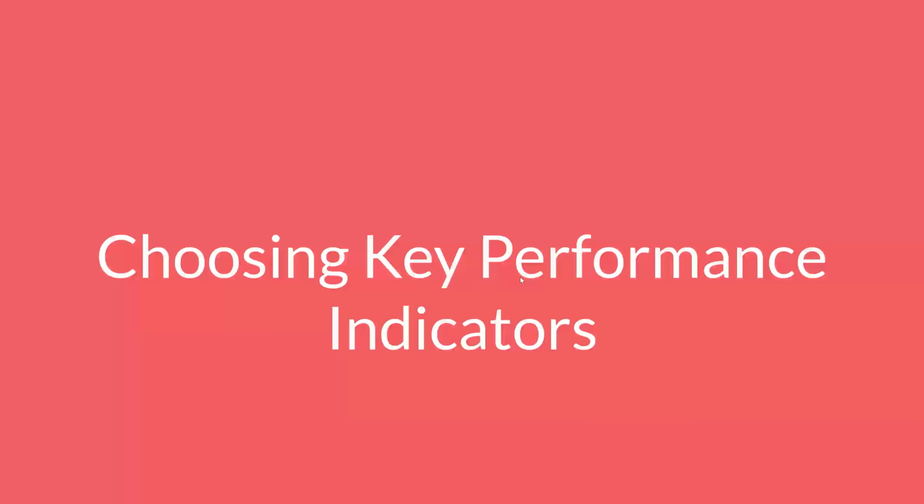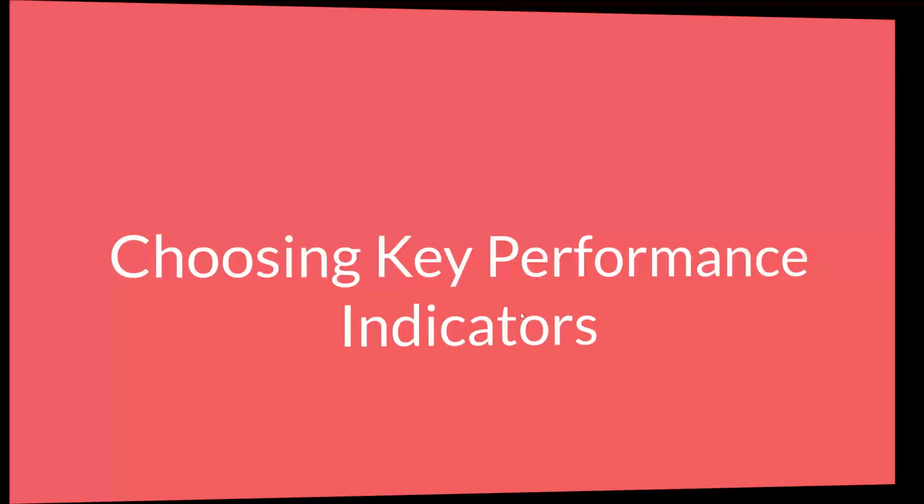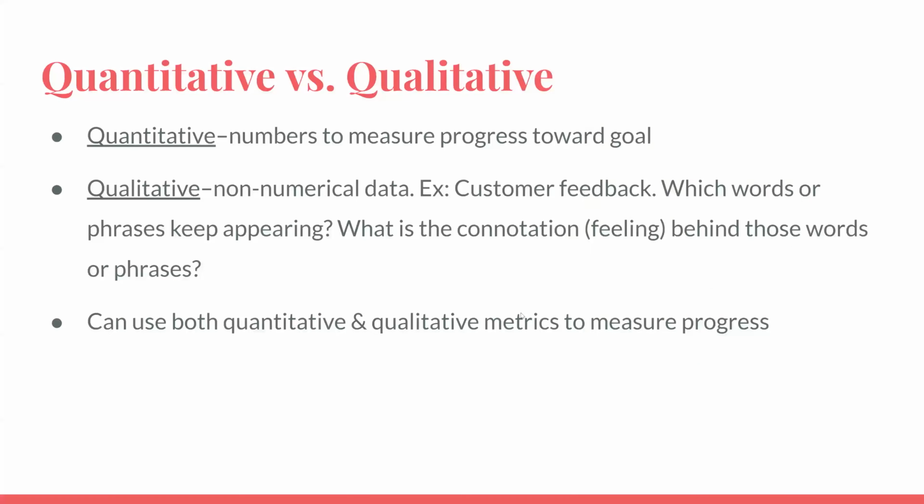Now, how do you choose key performance indicators? We have quantitative and qualitative data. Whenever you do any kind of work in research, you are always going to have these two types of data, or two possibilities for data collection. Now, quantitative data, that's quantity, think numbers. So, quantitative, the numbers that you are measuring to track progress.